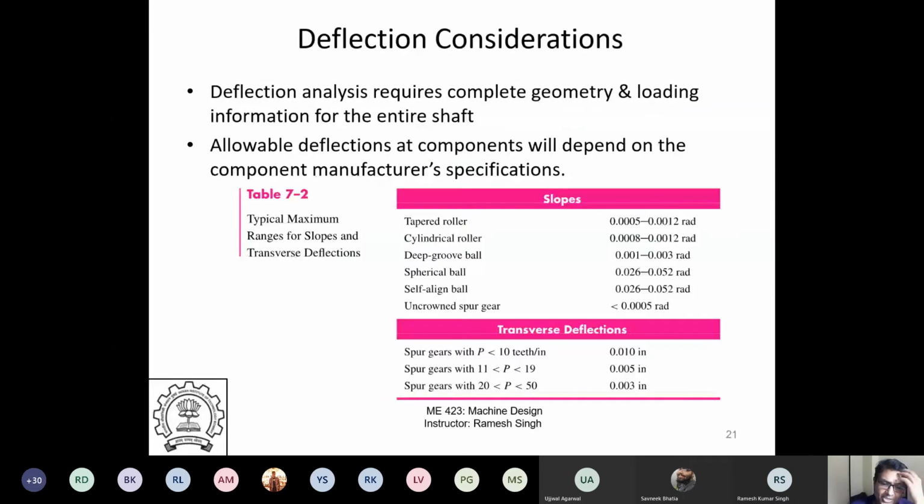Then there are deflection conditions. Deflection analysis requires complete geometry and loading information of the shaft, and then you find the geometry and use the right bearings to control it. I'll talk more about this when I cover bearing design, so you don't have to worry about it right now.